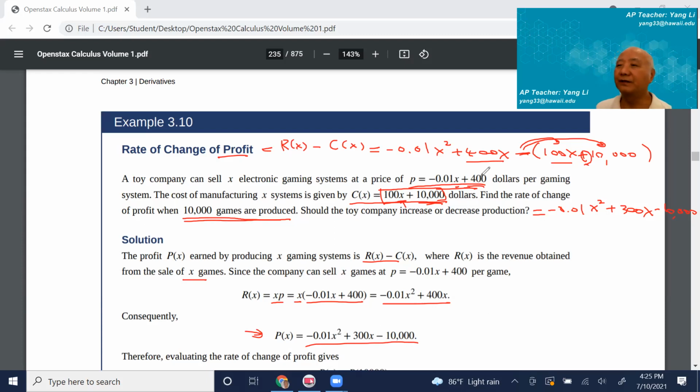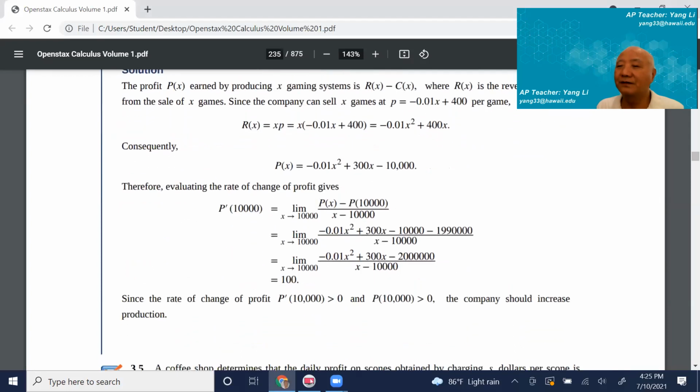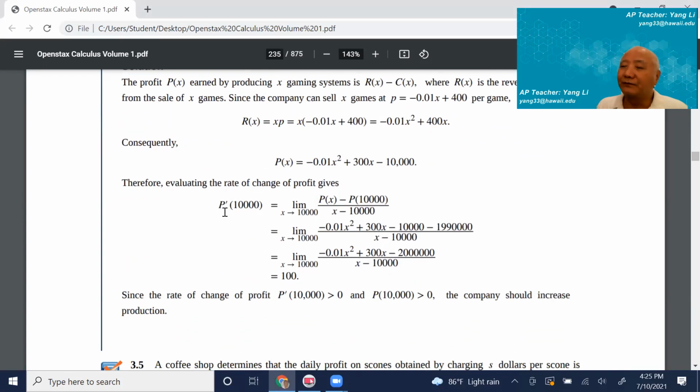Now we can do the change, right? Because this whole lesson is about rate of change, either the average rate of change or instantaneous rate of change, right? So what we're going to do is follow this one here. The derivative of the profit function at the production level of 10,000: you will get the limit as X approaches 10,000 of P(x) minus P(10,000), the profit if you sell 10,000, over X minus 10,000, okay?